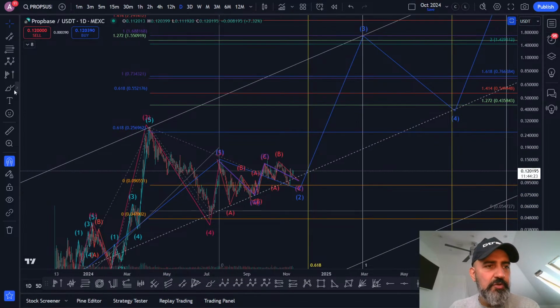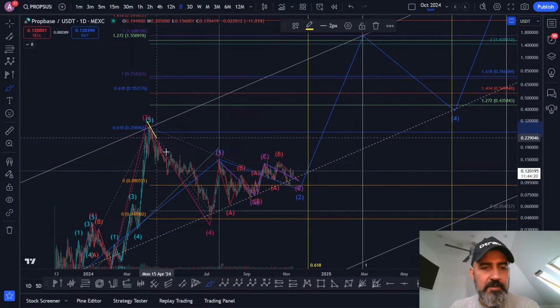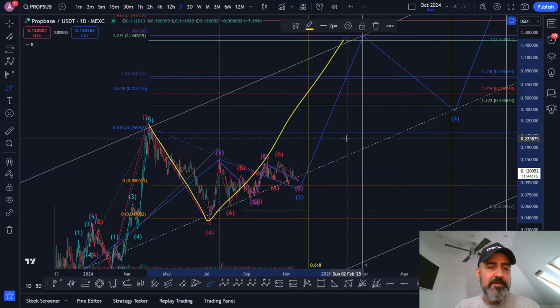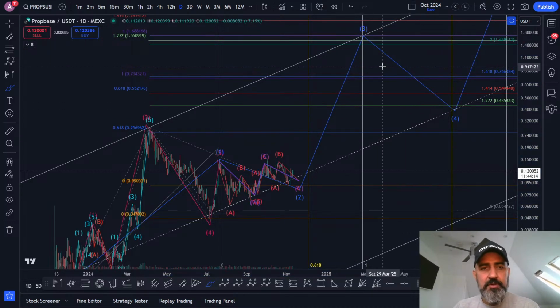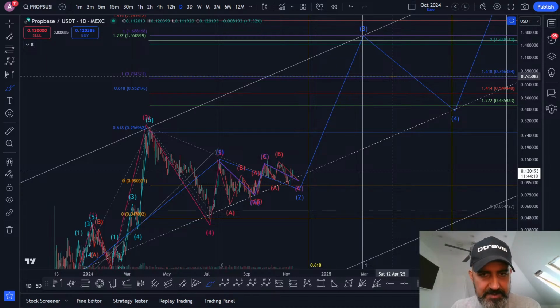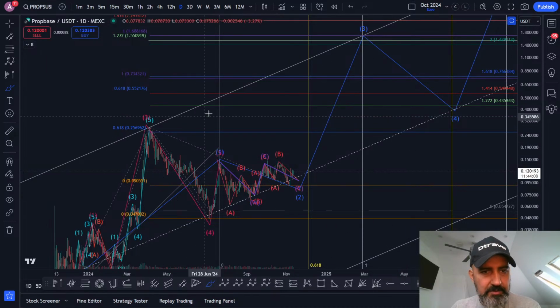That's a 1 to 2, just from here to there. That's a 1 to 2. It's kind of in the same area, isn't it? 1 to 2. But we also have a little bit of an alignment here at the 1.618, which is the 1 to 1.